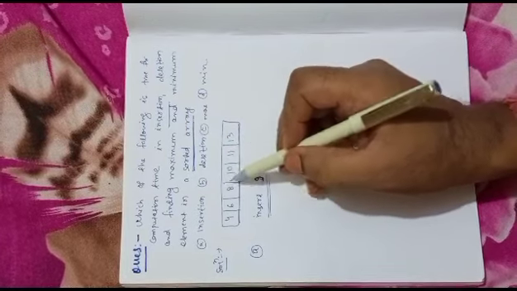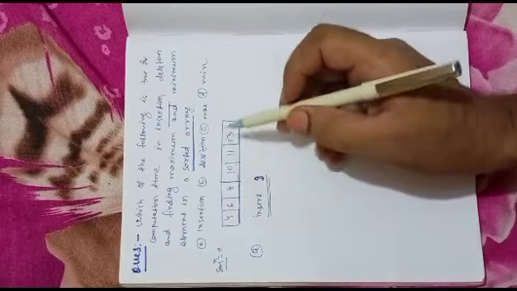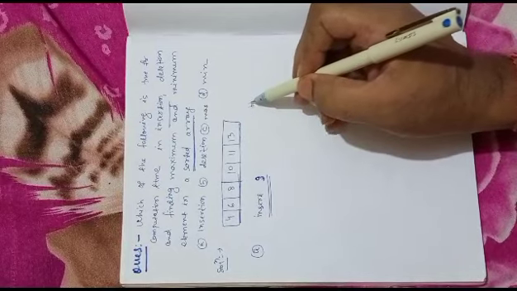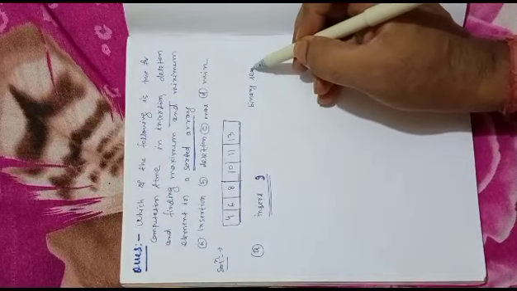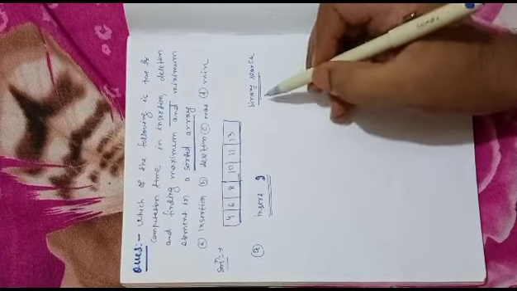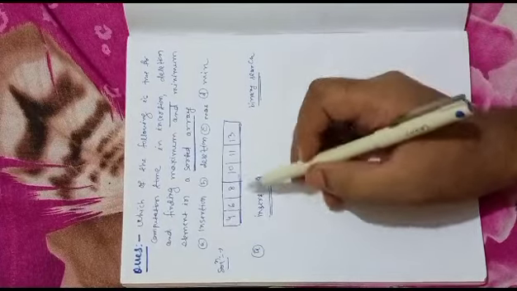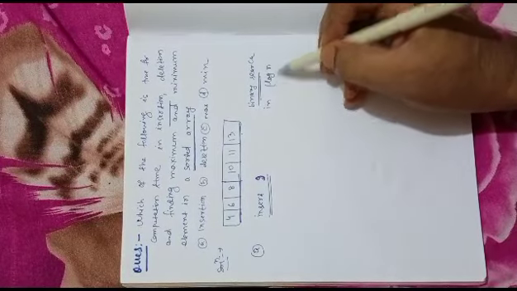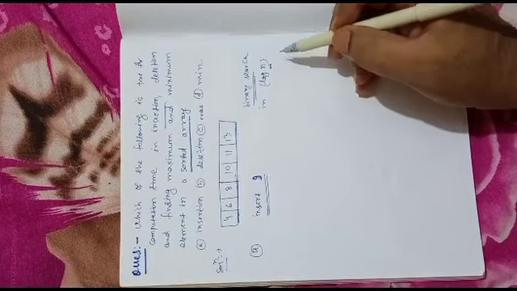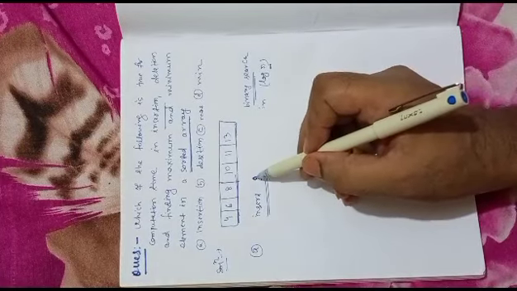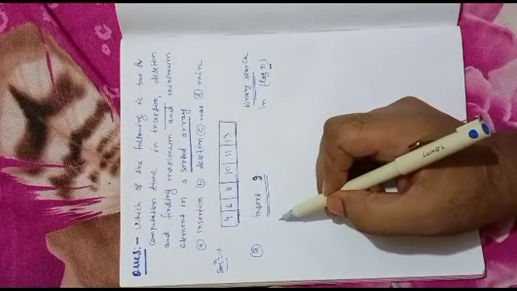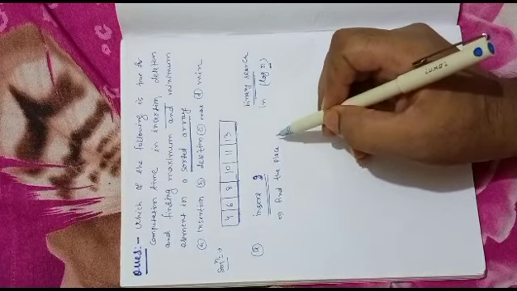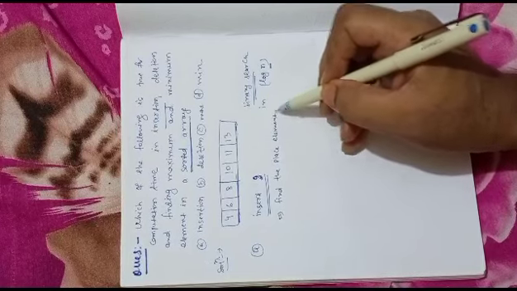This can be done using the binary search algorithm. We know binary search. With this algorithm we can find any element in a sorted array in log n time, where n is the number of elements. So for insertion we first have to find the place where the element is to be inserted.